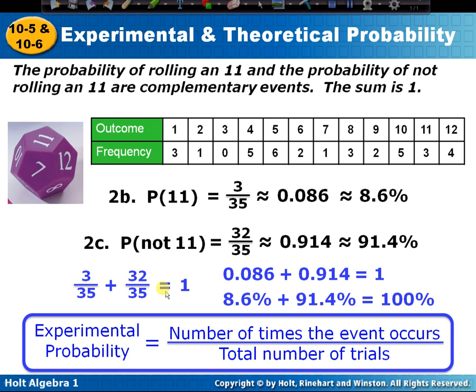I want you to write that down. 0.086 plus 0.914 equals 1. I want you to write that down. This you should have already written down. If you didn't write it down on the last slide, write it down here. 8.6% plus 91.4% again gives me 100%. There's a 100% chance it's going to land on something, one of the numbers on the die.